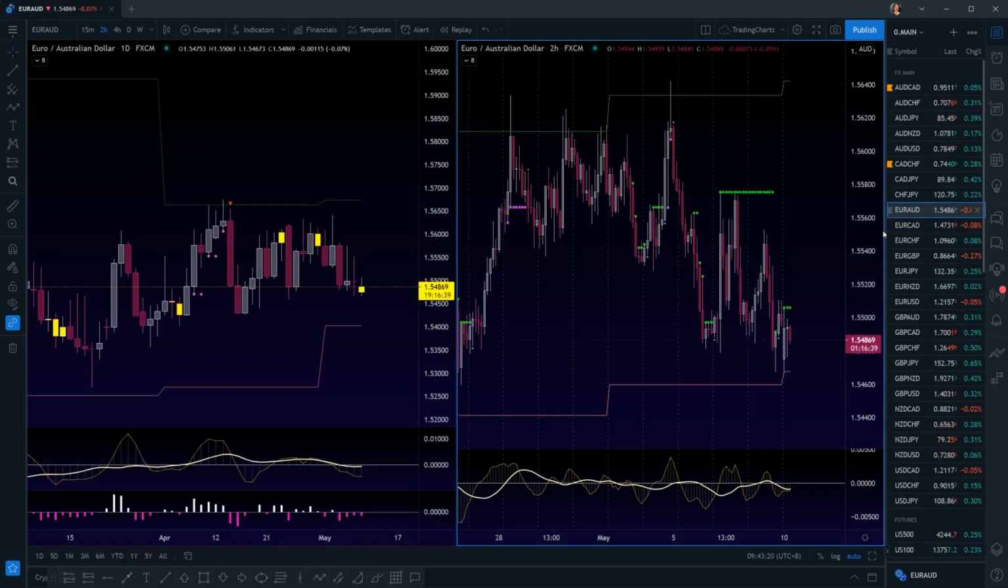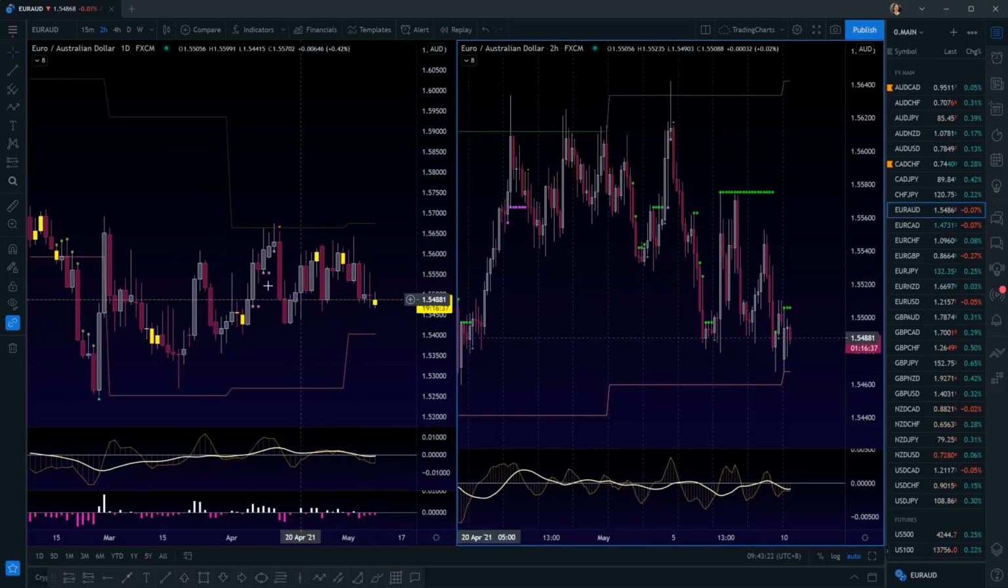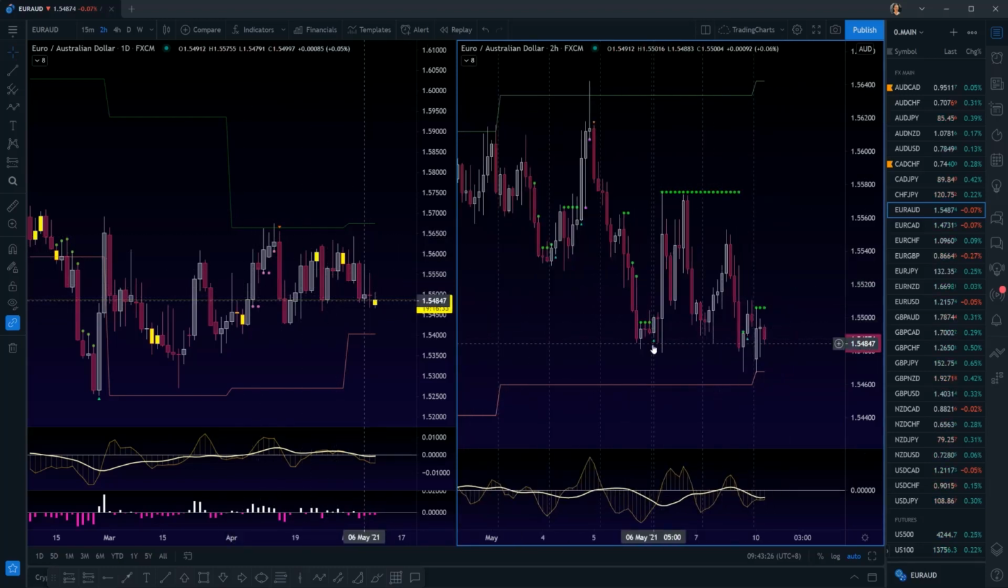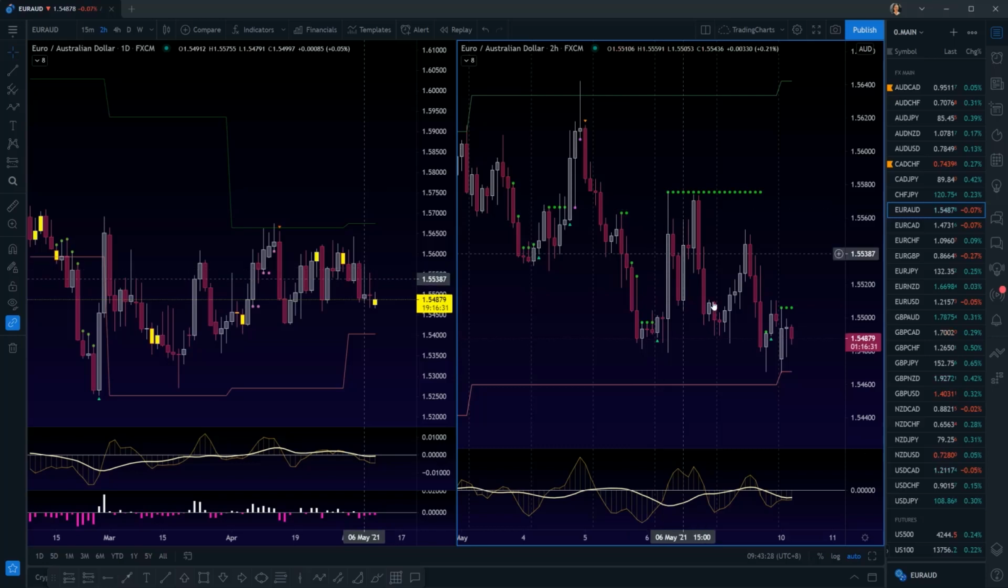So Euro Aussie dollar. Looking at this, it's stuck in this range on the daily chart. On the 2 hour chart, it's just up and down. You've got a lower low and then a higher low here, and so this is really messy. We're not gonna trade this.